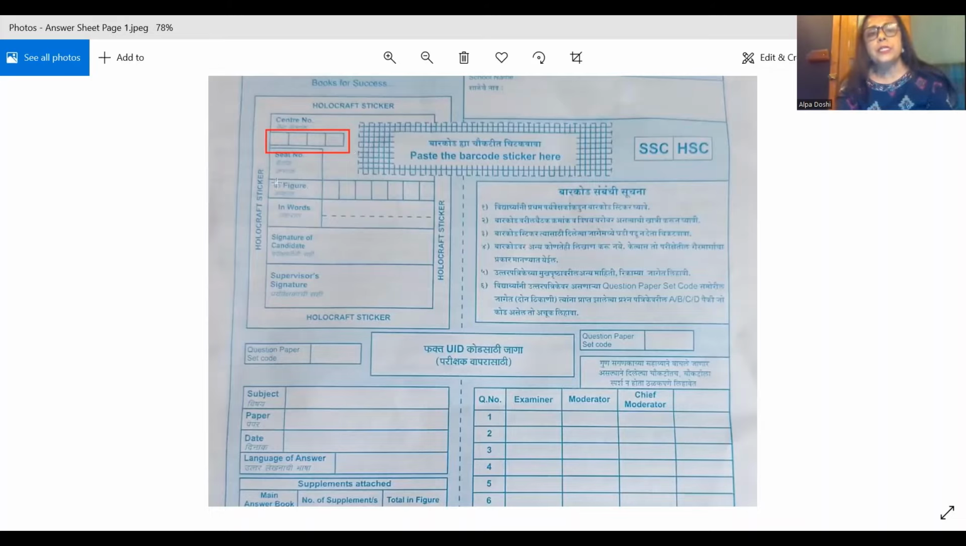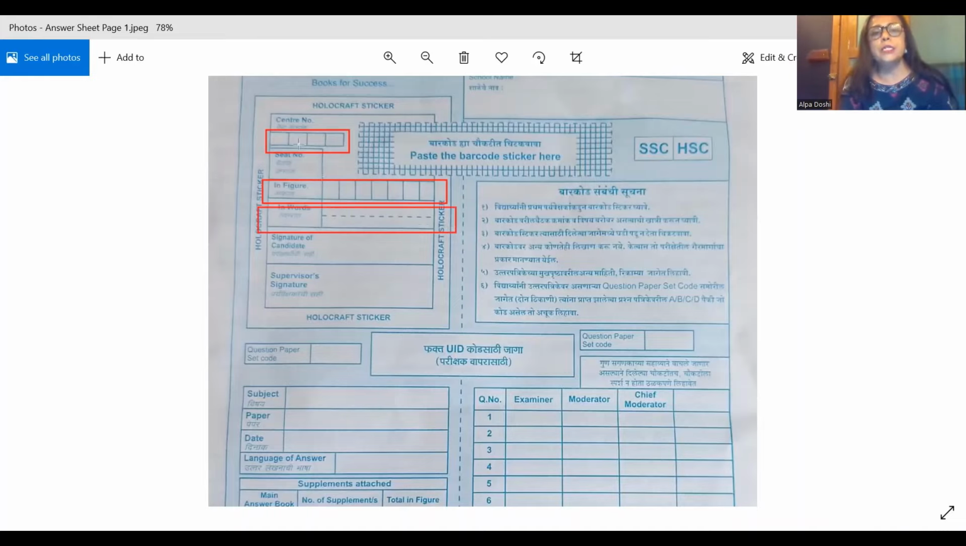Once you have filled up the center number, next you see here is your seat number, starting with alphabet M for commerce students. I think for all the sections it's M. So alphabet M will come in this box, followed by the 6-digit number. Whatever is your number has to be written down in words in this little space. So say for example, if it is 245005, you have to mention it in words as well. So your seat number has to be both in words as well as in figures.